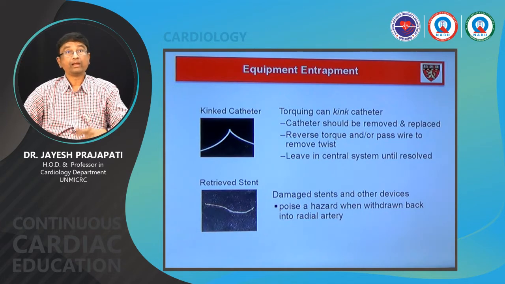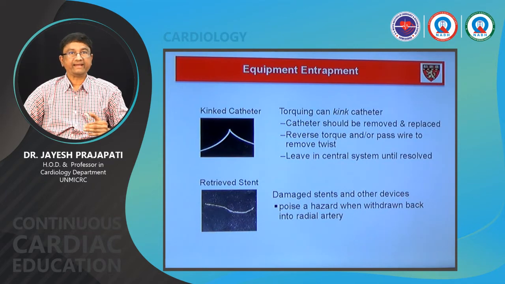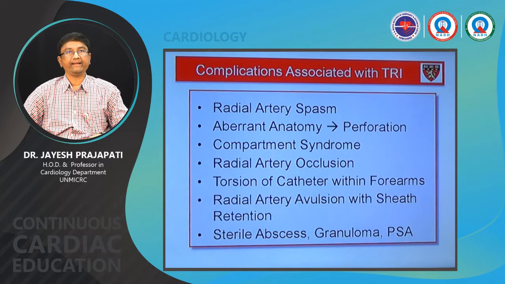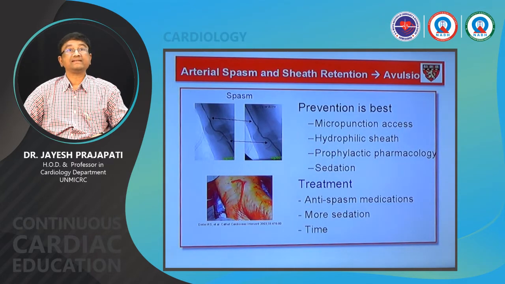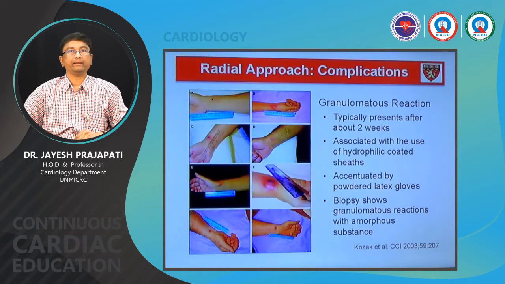Don't pull it out hurriedly. Otherwise you can break the catheter, you can avulse the radial artery. So you should behave smartly. Don't be panicky. A stuck catheter or retrieval of a stent can be done easily through the radial route also. So this is an example of radial artery avulsion. That should never be done.